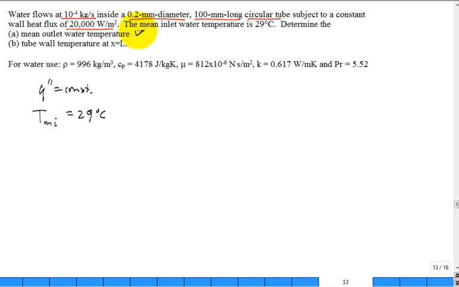Again, struggle with what symbol do I want for that? How about this one? Temperature mean at the exit. And what units do I want it in? Degrees C. And then what is that tube wall temperature at x equal to L? So this is the tube surface temperature at the exit in degrees C. So for water, use this value of density, specific heat, viscosity, conductivity, Prandtl number. So how am I going to solve for this problem? I'll pause, walk around, and see how far you can get.